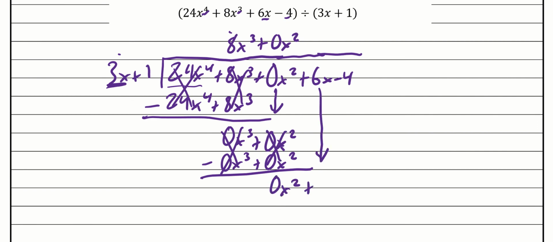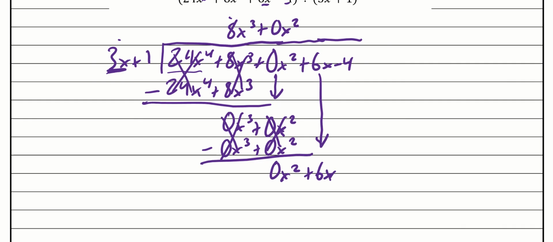And then I bring down the positive 6x. And the reason I'm doing this is just to make sure that we are going in the correct order and that my terms have the correct exponents on them. So now I go to the next spot. Same kind of idea. I need to match up 3x with 0x squared. So that's just going to be 0x. So I'll say plus 0x. 0x times 3x is 0x squared. 0x times 1 is just 0x.